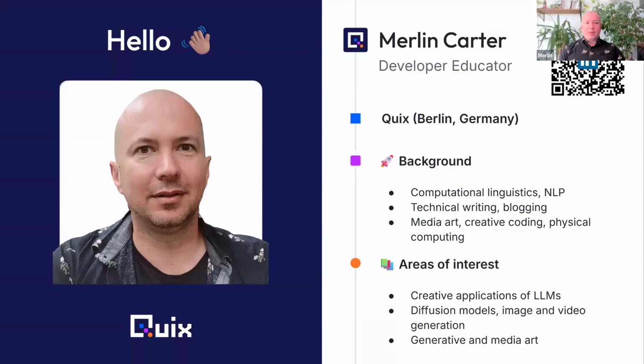My background is as a technical writer and also a product manager, but I've also dabbled in computational linguistics, natural language processing. I've also spent a lot of time exploring media art, creative coding, physical computing, you name it. My current area of interest lies at the creative applications of large language models, using AI for image and video generation and generative media art.